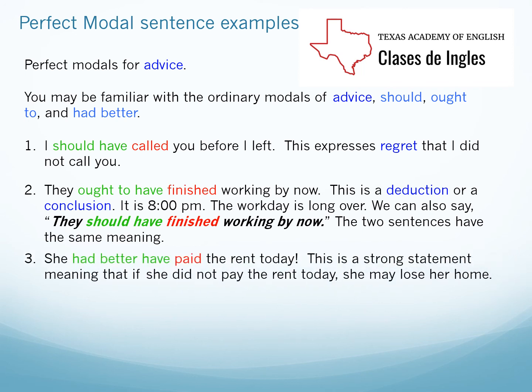She had better have paid the rent today. This is a strong statement meaning that if she did not pay the rent today, she may lose her home.